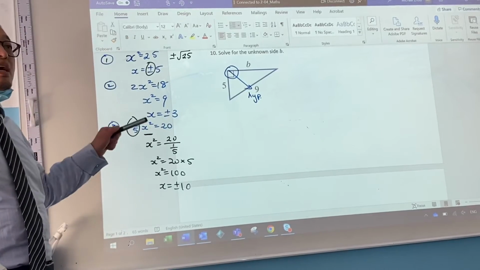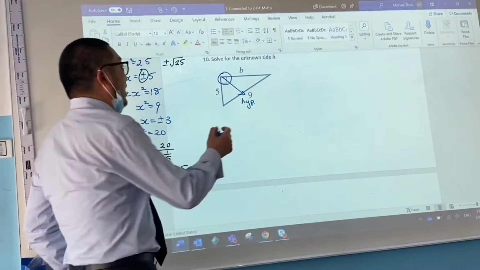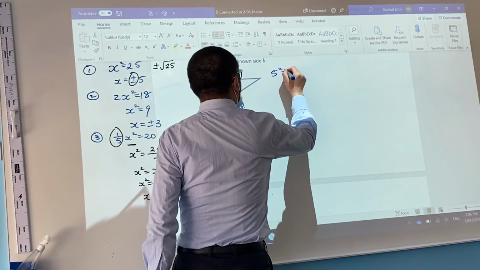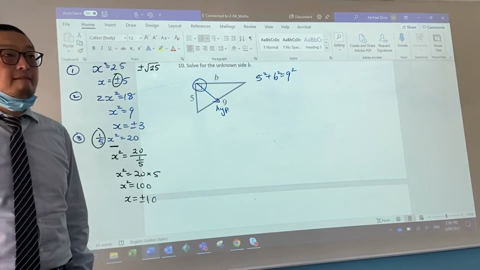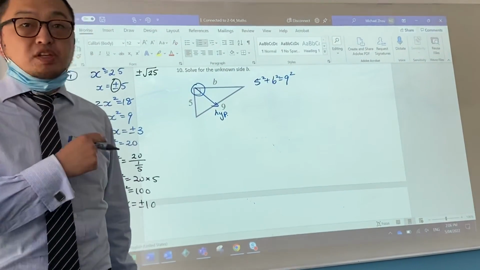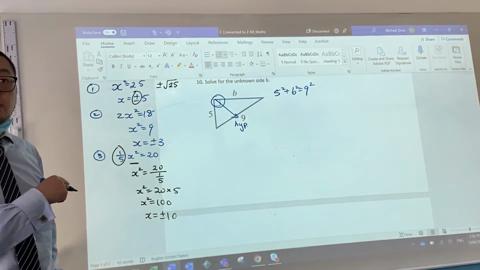So based on where the information is being given, we can write down 5 squared plus b squared equals 9 squared. Do you agree or not? Yeah, totally. That is a representation of the Pythagorean theorem in this context.